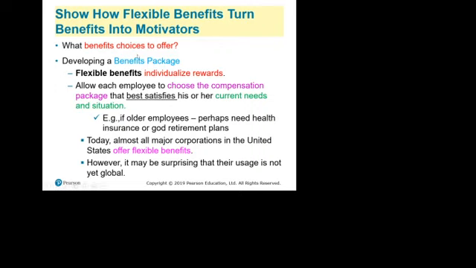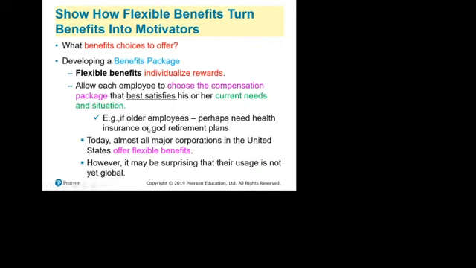So what benefit choices to offer to employees? As mentioned in the previous slide, there are lots of pay programs that the employee can choose. So which one is actually beneficial? Which benefit choices to offer? The company can develop a benefit package, and it depends on the individual. Flexible benefits individualize the reward to certain types of employees, allowing employees to choose the compensation package that best satisfies them.